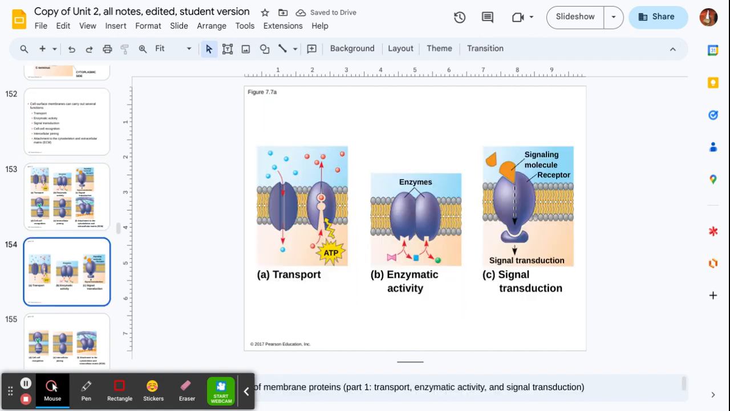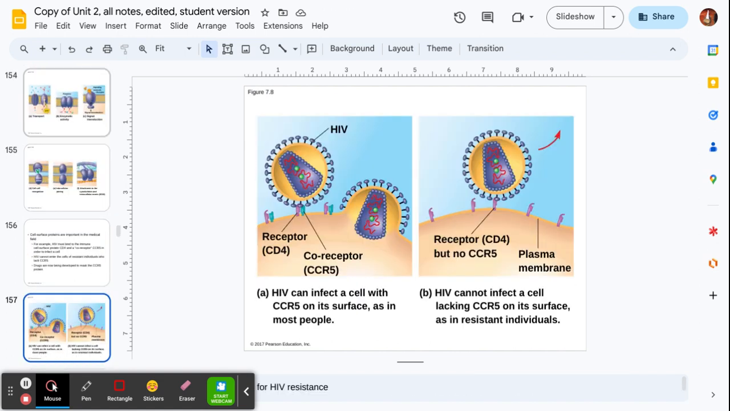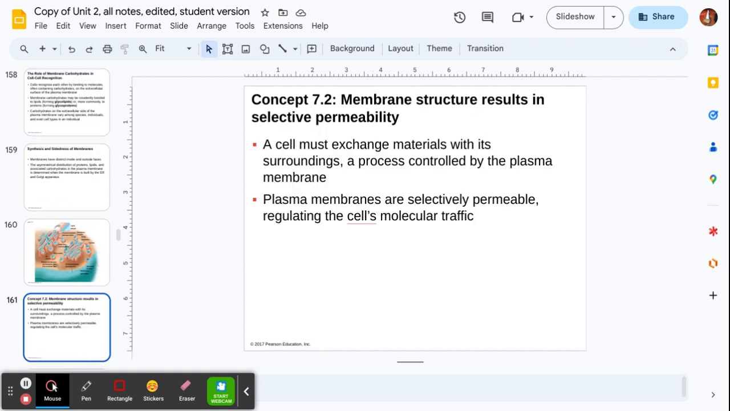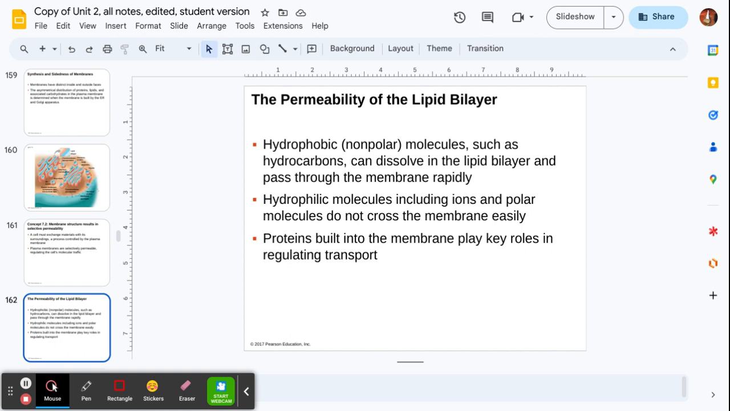Sometimes that Control Z does not work. There we go. The hydrophobic or nonpolar molecules, so hydrocarbons, can get through the cell membrane. So hydrophobic can get through, which is a little weird. Whereas hydrophilic molecules, like ions and anything that's polar, it's hard for them to get across the membrane on their own.